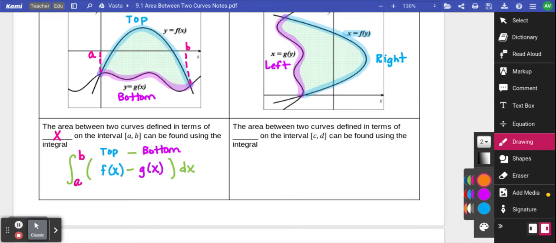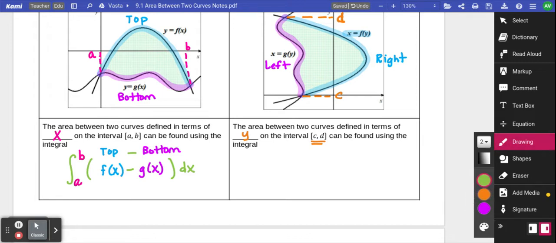So instead of having a top and a bottom, you have a right and a left curve. We can actually find these areas in terms of y, which was the second learning target here. Now you'll notice that we do this on the interval from C to D. So in the first problem, we used the x values where the functions intersected. In this problem, because we're going in terms of y, we're going to use the y values where those functions intersected. So not the x values anymore, the y values, so from C to D.